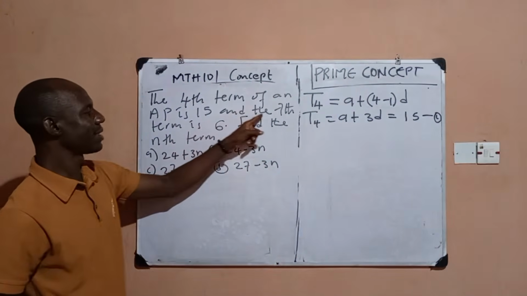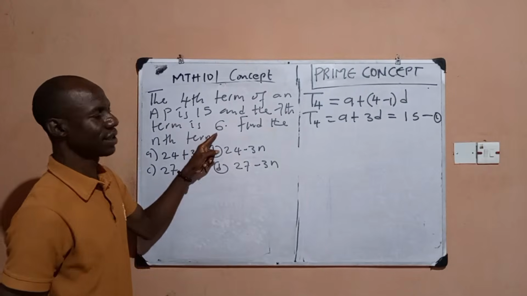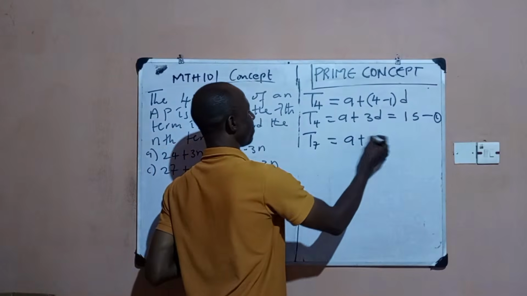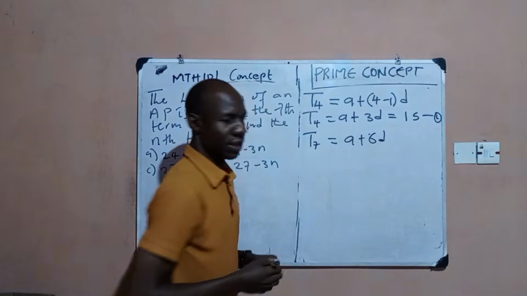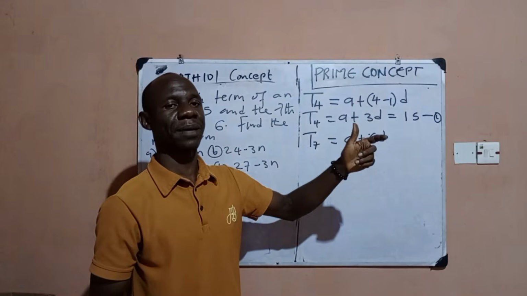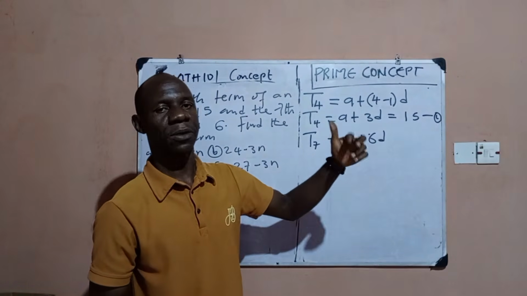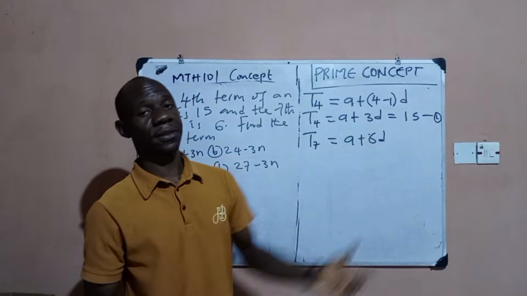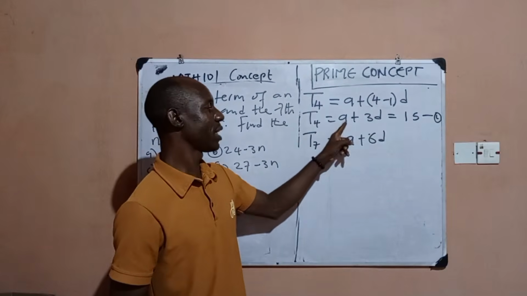Again, they said the seventh term is 6. That is to say T7. T7 is going to be A plus 6D. If you're finding the 7th term, you say A plus 6D. If you're finding the 12th term, you say A plus 11D. If you're finding the 10th term, you say A plus 9D, like that. Remember, we're finding the 4th term, we say A plus 3D.